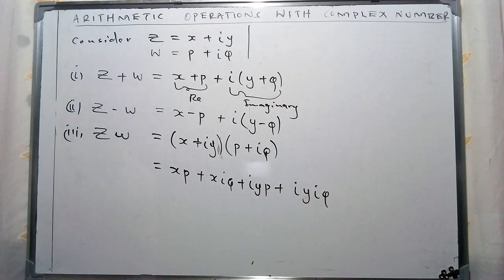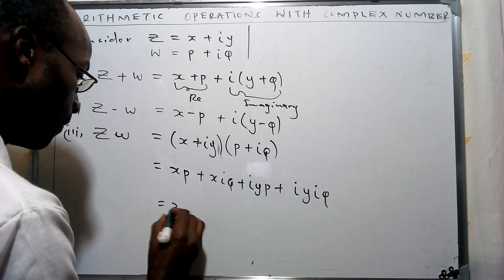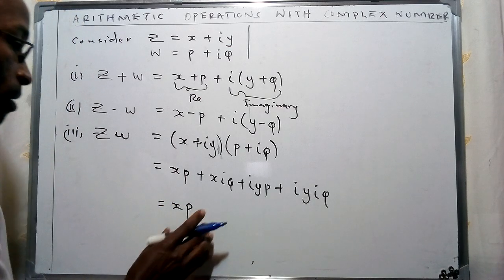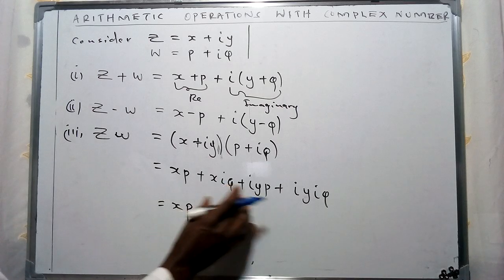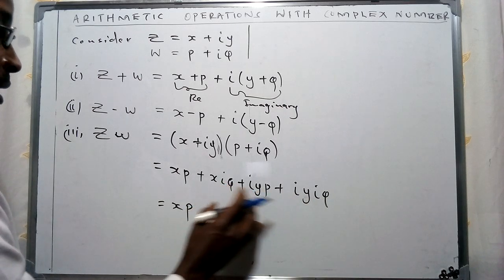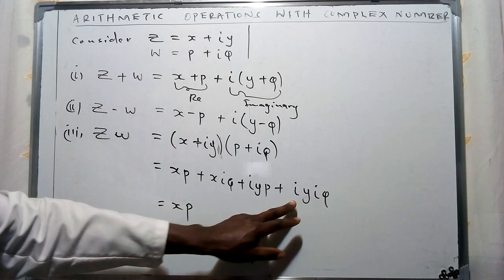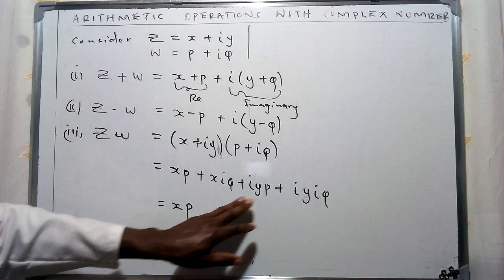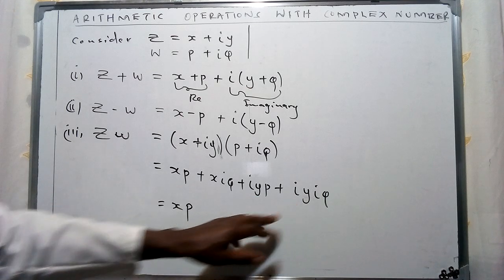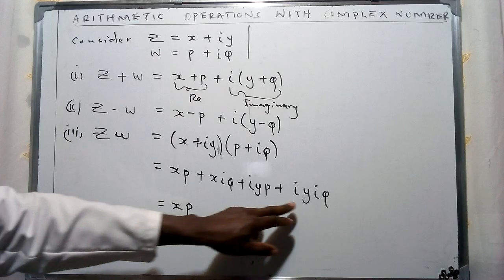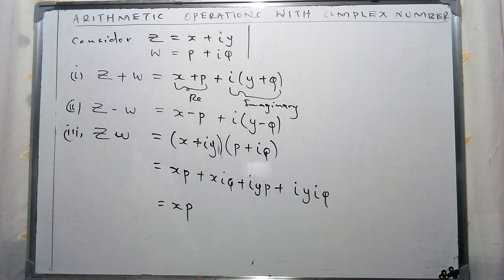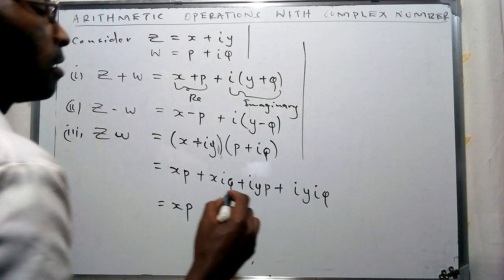Now, I'd like us to consider this equation, represented in terms of xp, which consists of the real parts being multiplied. The rest of the next three terms consist of the imaginary unit i. And for the last term, we're going to see that it consists of two imaginary units.